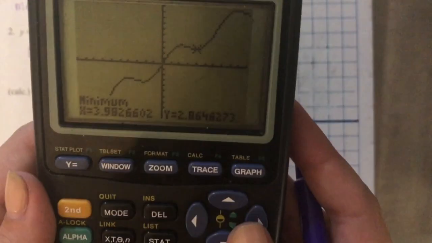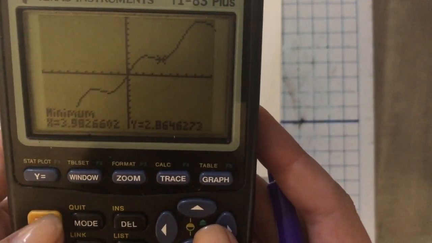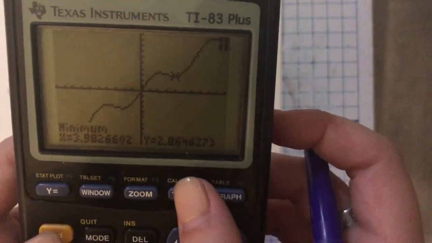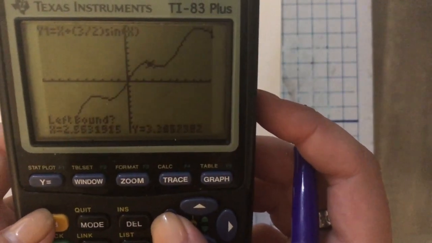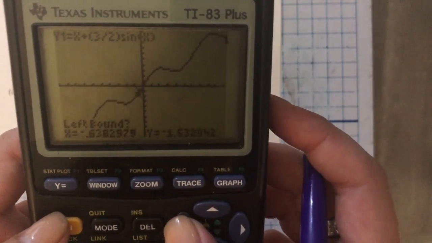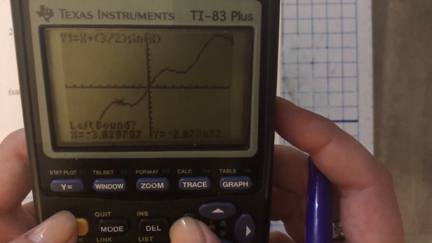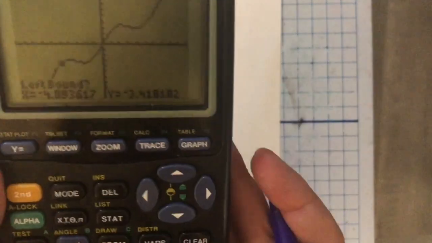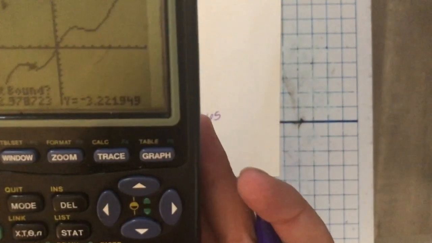Whew, all right. And now let's do maximums. Second calc, if you're getting bored. I am too. Sorry about that. We're just gonna keep going. Feel free to fast forward if you understand this process. Now we're looking for the maximums. It's the same thing. I'm moving back to this first hill over here, trying to get to the left of it for my left bound. There you go. Now I'm moving to the right for my right bound.